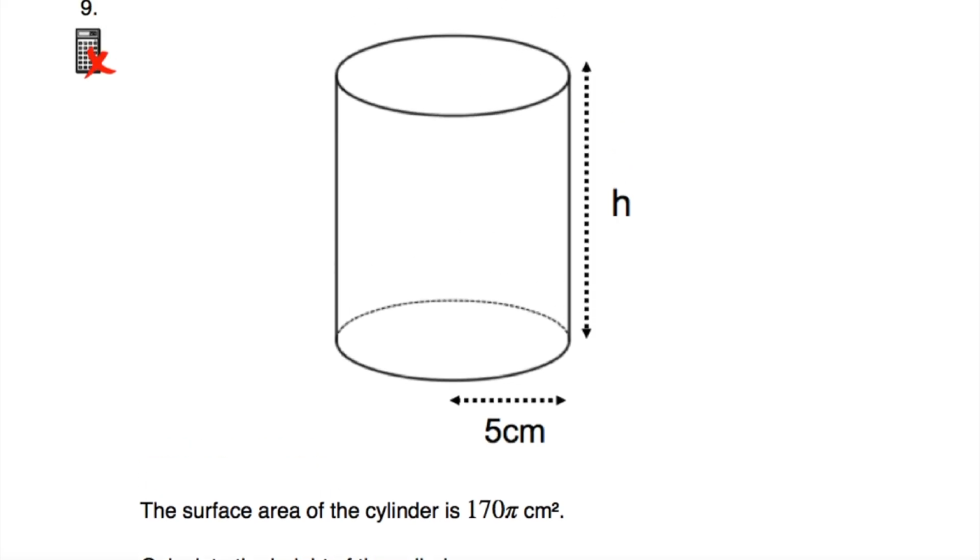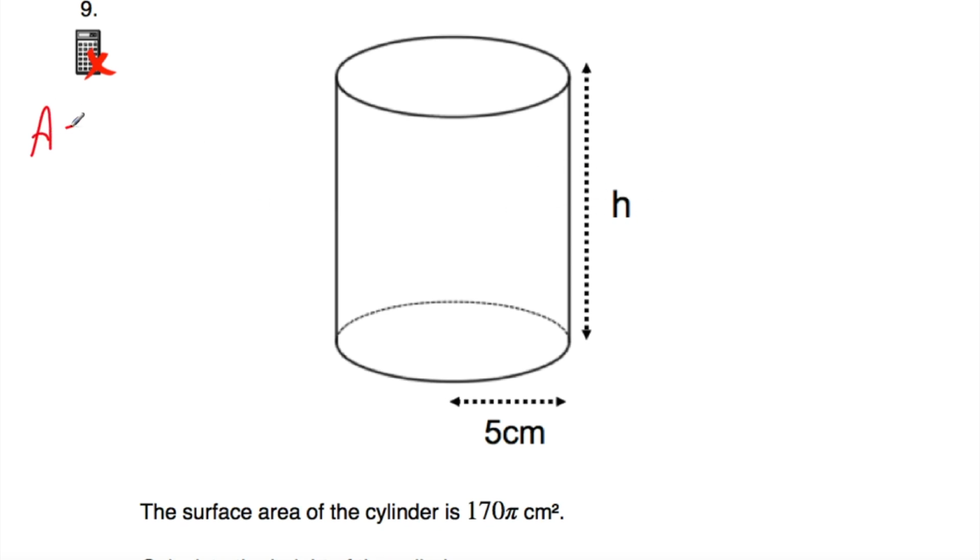Okay, so what I'm going to do in this question is, it's a non-calculator question, so I'll put my calculator down. I'm going to find the area of the circle at the bottom and the area of the circle on the top. I'll add those two together and then take it away from 170 pi. That'll leave us with the area of the curved surface. And then we'll be able to work out what h is, because if we know its area, we can find an expression for its area in terms of h and then find out what h is.